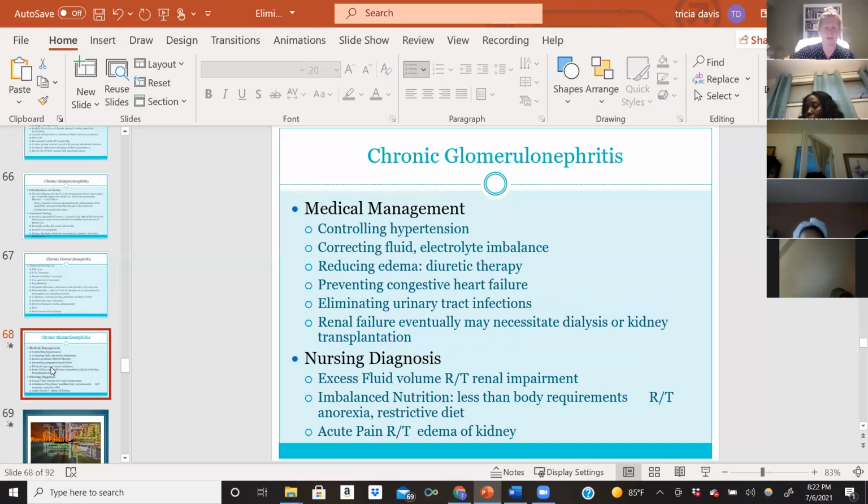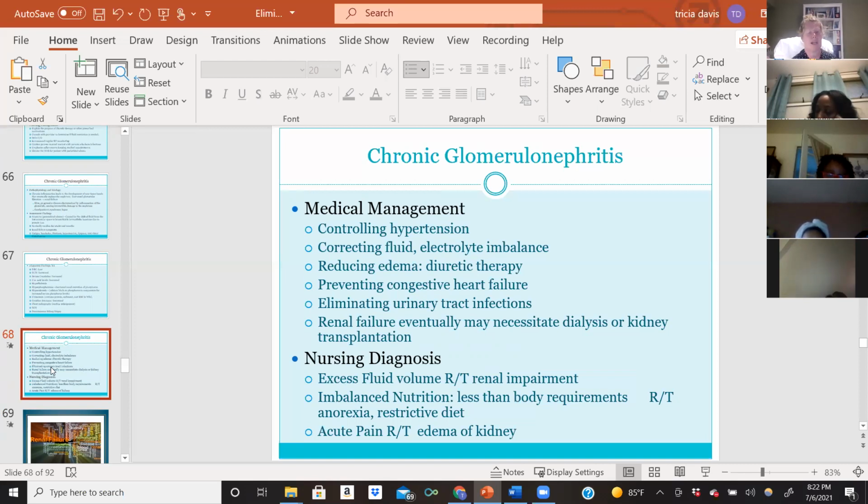So medical management, it's very important that we administer those antihypertensives. We want to control the hypertension. We want to correct the fluid and electrolyte balance. So they're going to be strict I's and O's. We're going to be doing those electrolyte replacements, some type of fluids, maybe, depending. Reduce the edema, so maybe they're going to be getting diuretic therapy.